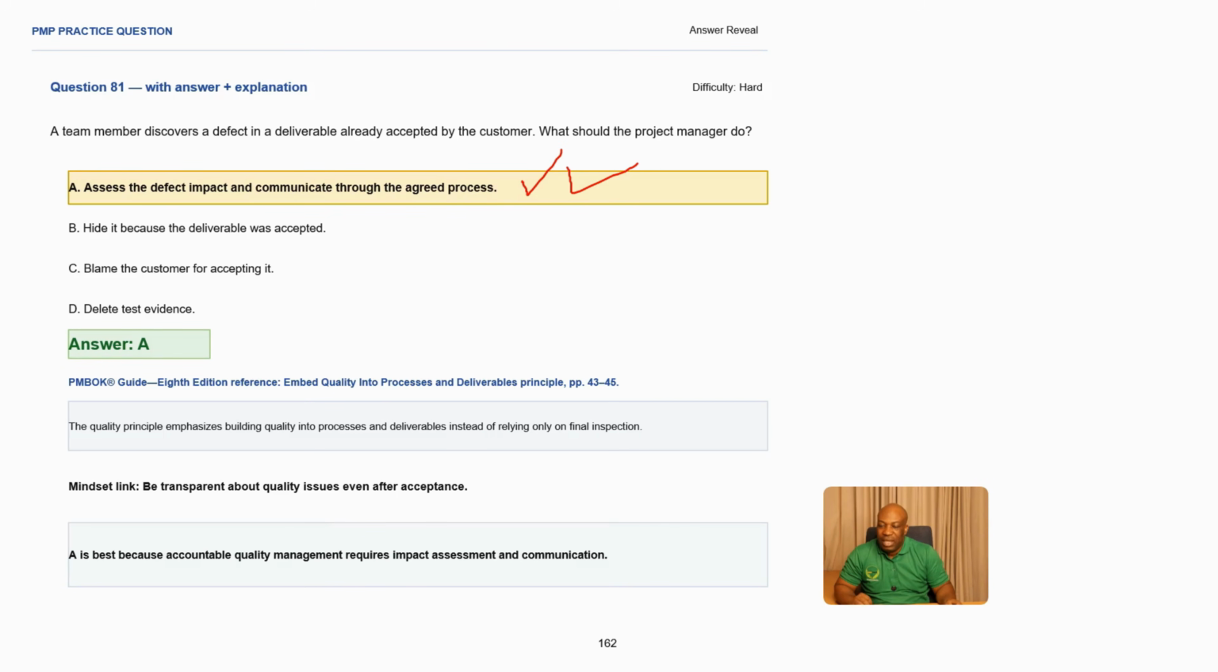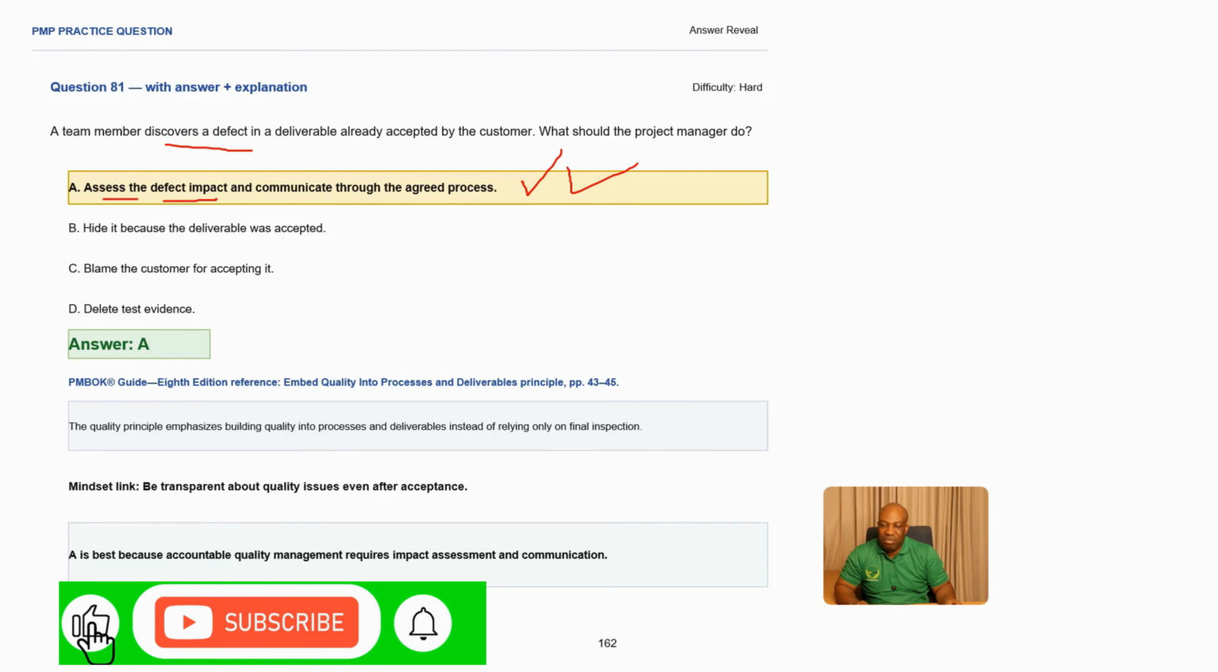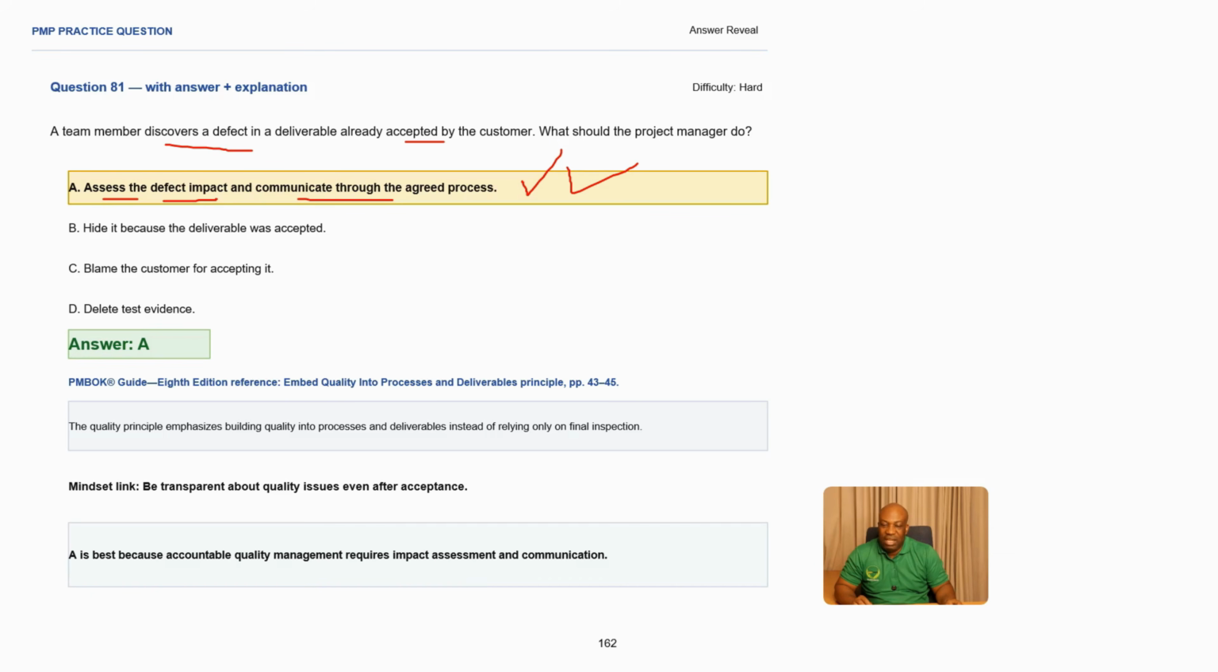Because a team member is discovering a defect, you need to assess the defect impact and communicate through agreed processes, even if it was already accepted by the customer. So what is our reference here? Embedded quality into process deliverable principle, right? What does it mean? It emphasizes building quality into processes and deliverables instead of relying on the final inspection. So if you have got defects coming in, it means you also need to embed quality into that process.